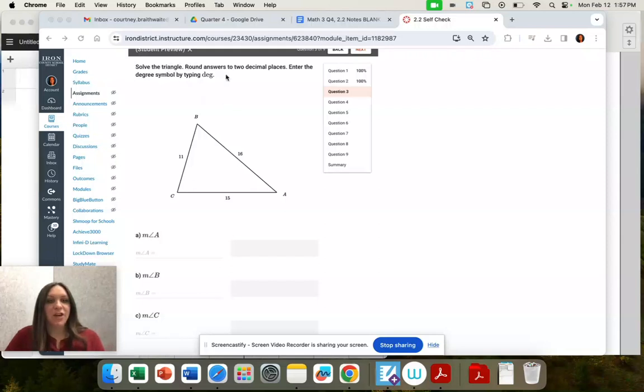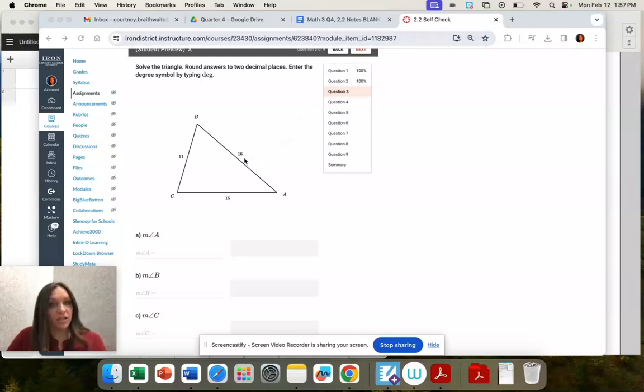Question 3, solve the triangle. Round your answers to 2 decimal places, and we're finding all angles, so they're all going to have degrees. On this question, when you come across a triangle where none of them is a right angle, think, how am I going to solve this? Law of cosines or law of sines?